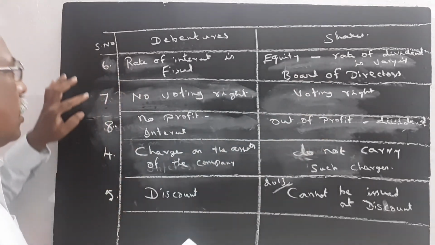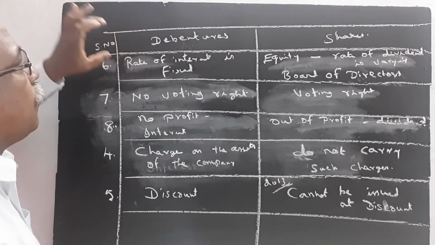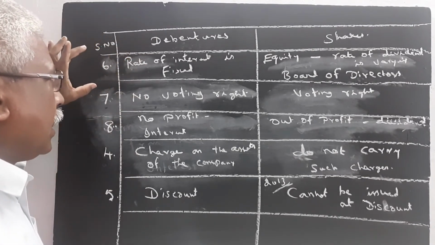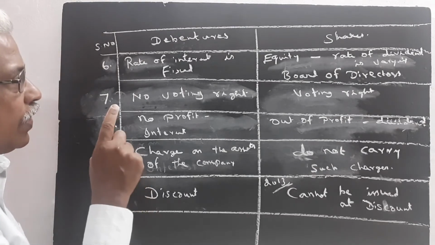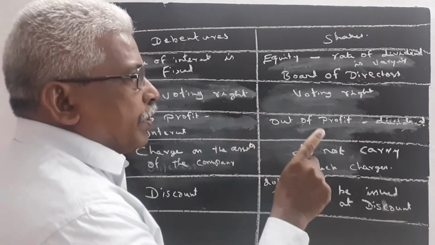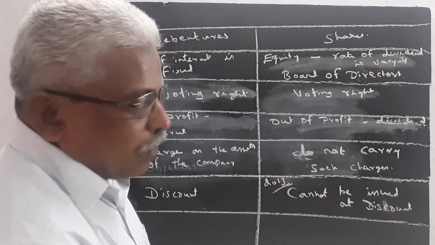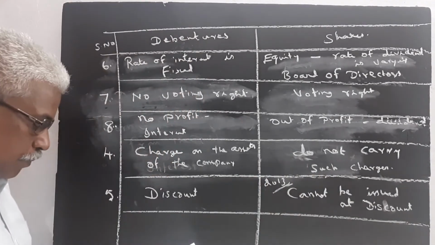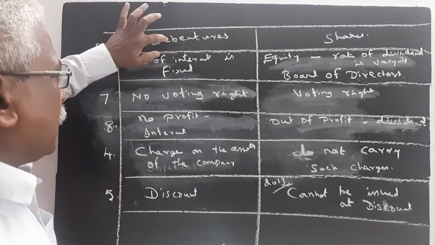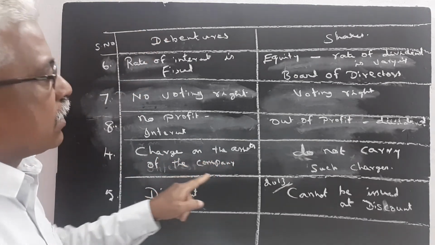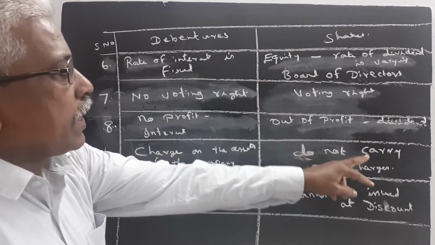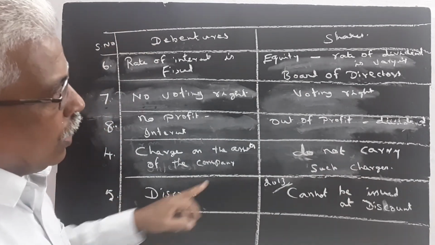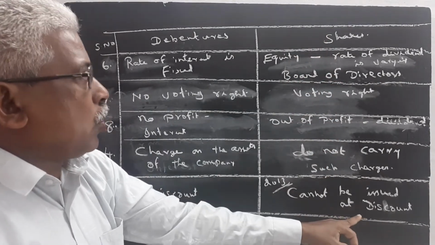Point number 3, the debenture holders are entitled to get the fixed rate of interest, not dividend. Shareholders are getting dividend. The dividend may be varying, dividend may be changed. Then the debentures are the charge on the assets of the company. The shares do not carry such charges. The debentures are issued at discount also, but the shares cannot be issued at discount.